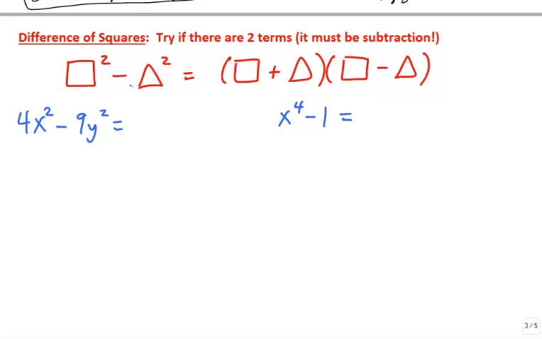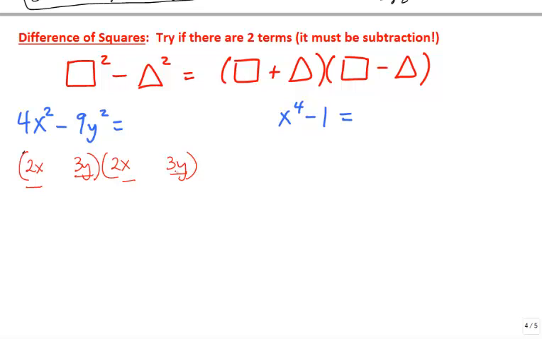So for example, if I have 4x squared minus 9y squared, this is a difference of squares because it's a quantity squared minus a quantity squared. And so right away, I know that this is going to factor into 2 sets of parentheses. In the first spot here and here, we're basically kind of taking the square root of 4x squared, or what times itself would give you a 4x squared. Well, that would have to be a 2x times a 2x. And what times itself would give you a 9y squared, a 3y, and a 3y.